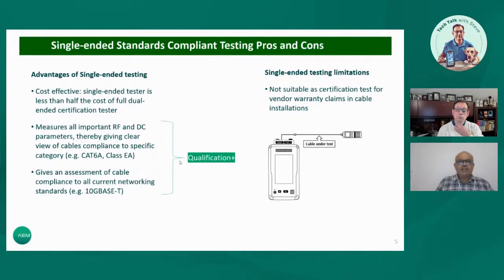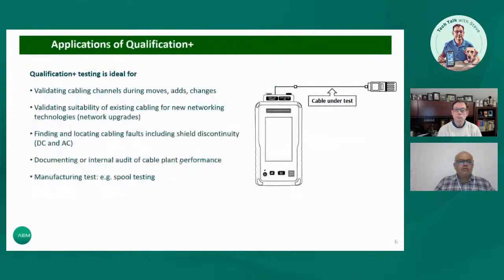If you are doing a certification test of a new installation, by all means you should use the test pro and perform a certification test. So where is the qualification plus test with NSA useful? This test is very useful, for example, for moves, adds, and changes. When you have changes in the cabling plant in a building, it is a perfect way to validate that the cables are still performing the way they should. So you can check all the parameters with the qualification plus tester.